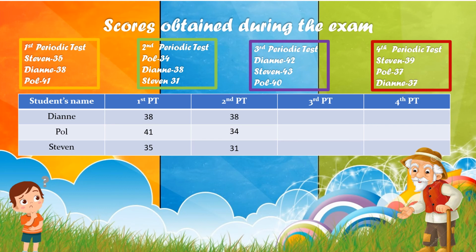Next, in third periodic test, what was the score of Diane? Very good. It is 42. How about Paul? Oh yes, that's right. It's 40. How about Stephen? Oh yes, it's 43. Now we will have the last periodic test. Diane? 37, very good. How about Paul? Oh yes, that is 37 also. How about Stephen? Yes, that's true. It's 39. Oh, you've done it well, friend. Perfect. Very, very good. Your friend was very, very good. Congratulations.